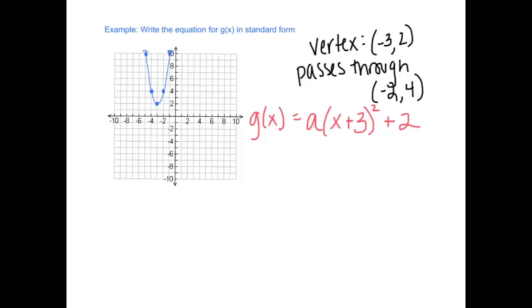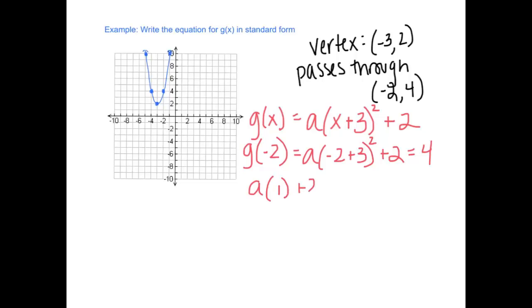That's why I wrote down that other point. I know what g of negative 2 is. g of negative 2 is equal to a times (negative 2 plus 3) squared plus 2, and I know that g of negative 2 is equal to 4. We're using this point, plugging in negative 2 for x and 4 for y, and that's going to allow us to solve for a. Let's simplify. Negative 2 plus 3 is 1, 1 squared is 1, plus 2 is 3... so we get that a equals 2. We're almost there.